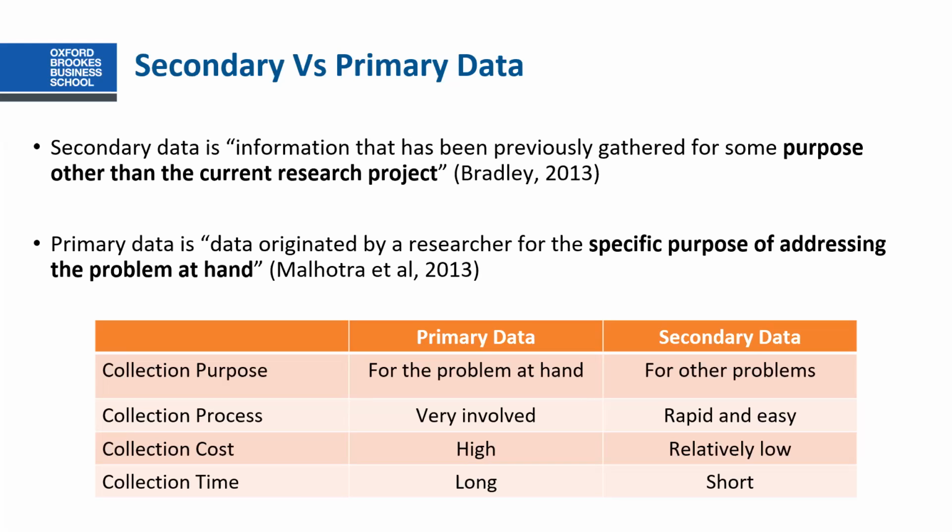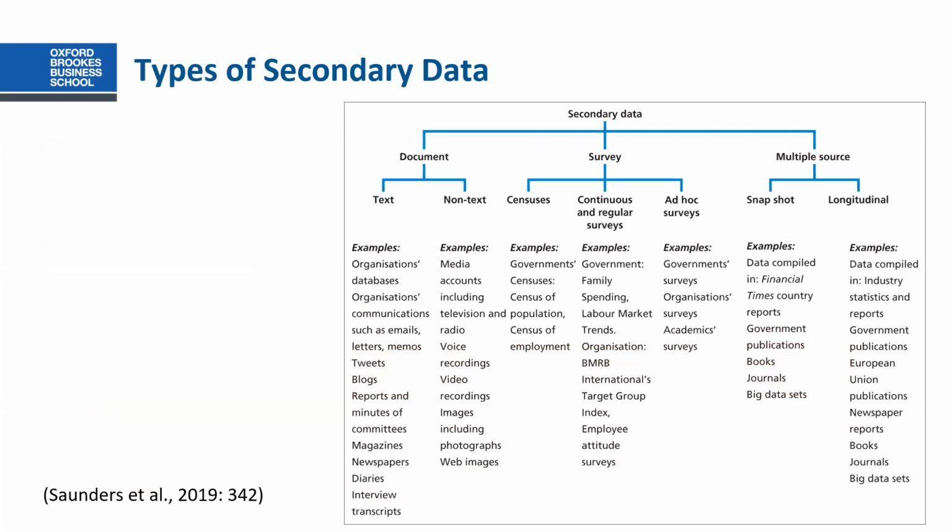So you as a researcher are very involved in the data collection process, which might cost you higher if you need to conduct, for example, interviews or questionnaires than using existing secondary data. So therefore, the collection time for primary data is normally longer than collecting secondary data.